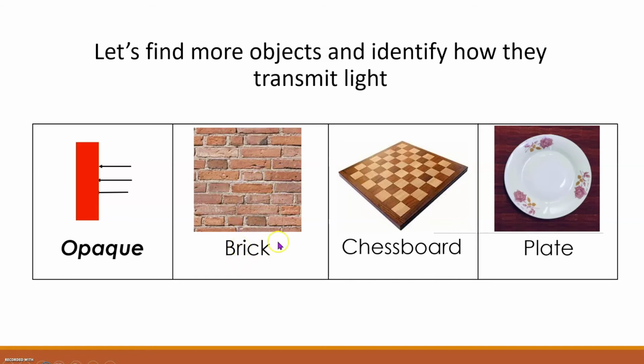Very good. Another example is a chessboard. A chessboard is an opaque object; we cannot see through. Another one is the plate. Everybody repeat after me: plate. Very good. A plate is an opaque object because the light does not transmit through a plate.